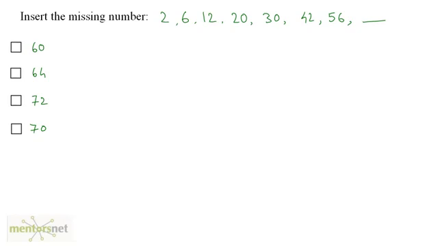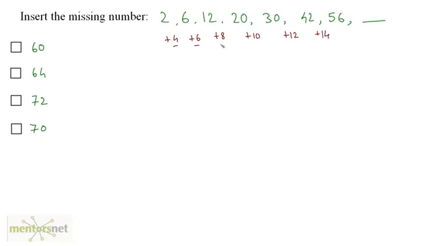Insert the missing number in this question. Let us see the difference between the consecutive numbers. So 2 plus 4 gives you 6, right? 6 plus 6 gives you 12. 12 plus 8 gives you 20. 20 plus 10 gives you 30. And 30 plus 12 gives you 42. And 42 plus 14 gives you 56.